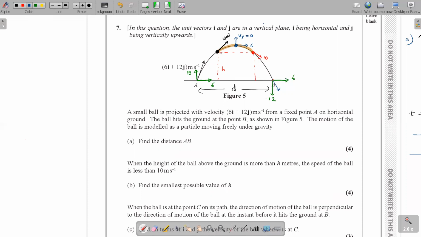So let's do it like this. I'm taking this particular point, let's say that's point x here. And I'm going to mark my horizontal component. I know throughout the entire motion, my horizontal component remains the same. So that will be 6. So the vertical component is unknown here. I'll put it as V1.